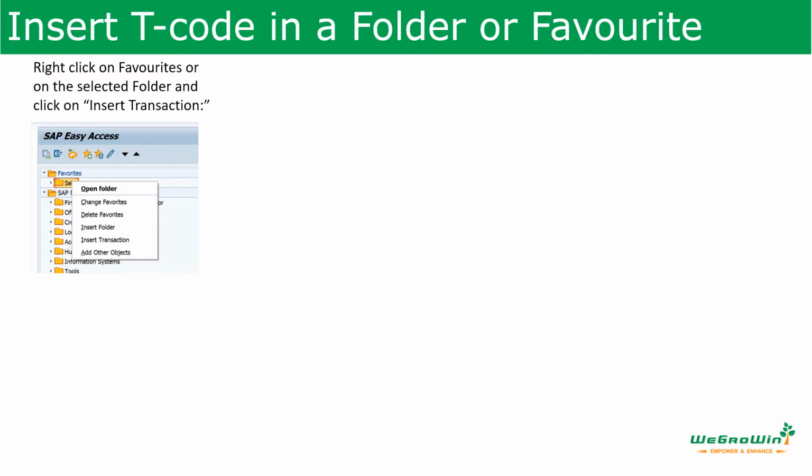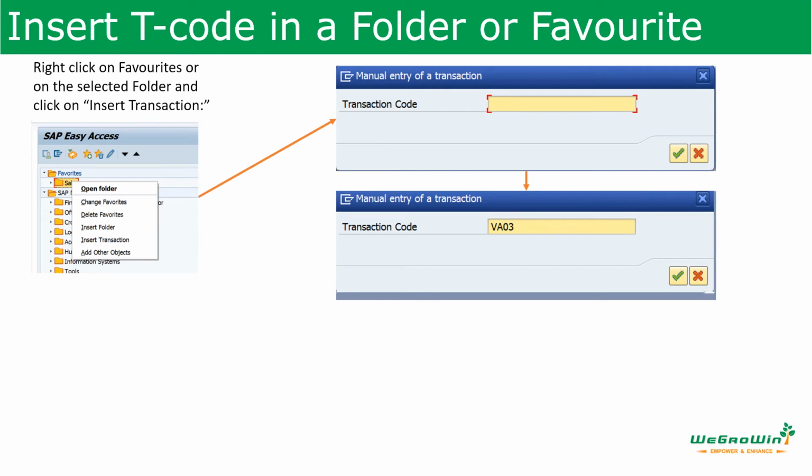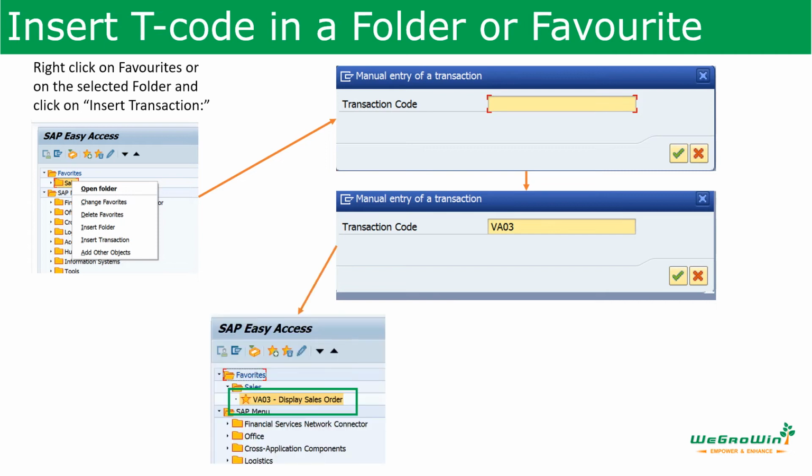Now how to insert the transaction into this folder? Right click on the favorites, on the selected folder or open folder. Here you right click, and you can see insert transaction. You can right click on the folder you created and click on insert transaction. The screen opens for entering the transaction code. Enter the transaction code. For example, I entered VA03, which is display sales order here, and then we save it, right? When you press enter, it comes automatically.